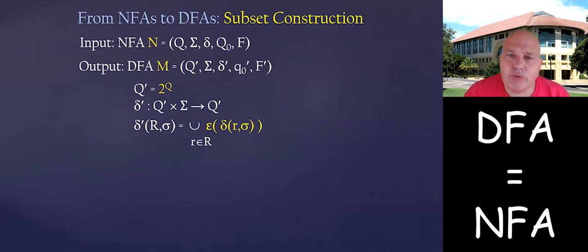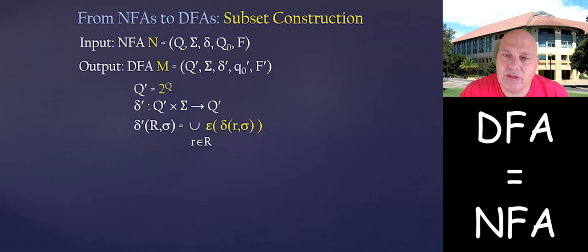The way we want to define it is to take the current state R, which is an element in Q prime, which is a subset of states in Q. So R is a subset of Q. And these are all the states you could have reached so far.